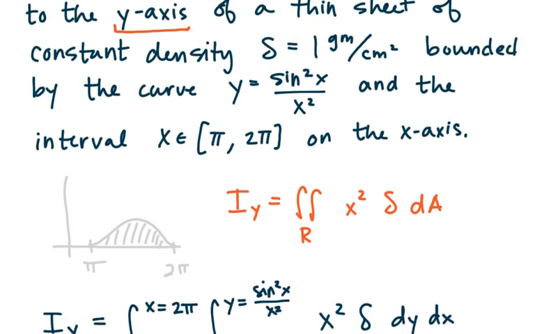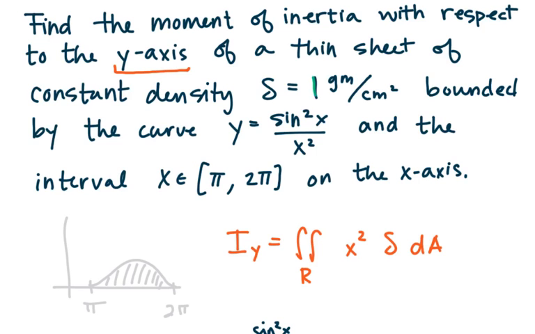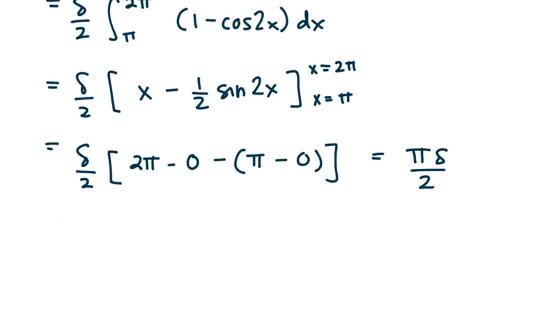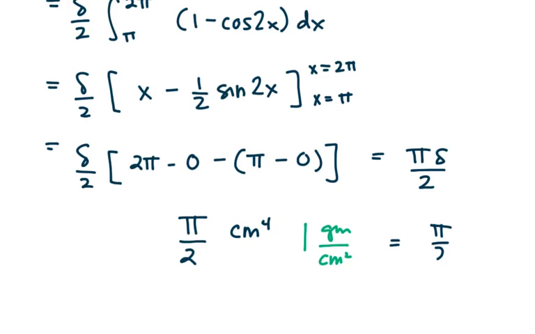If we recall that delta has a density of 1 gram per centimeter squared, and think about the area we just found, area is normally in units squared, so centimeters squared. We have that x squared to start with, so we have centimeters to the 4th times 1 gram per centimeter squared. That gives us pi over 2 gram centimeters squared. That is my moment of inertia about the y-axis.